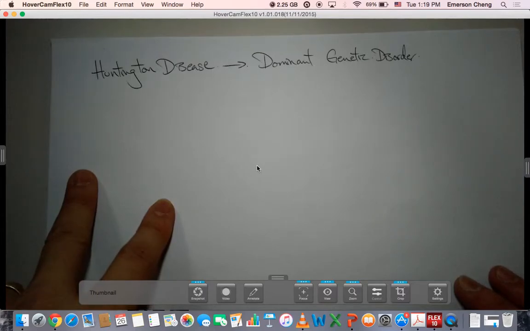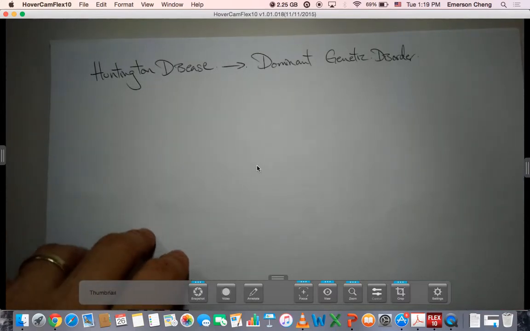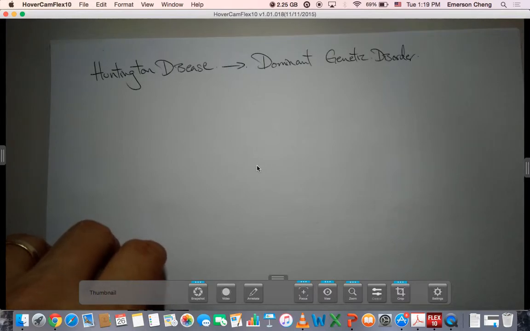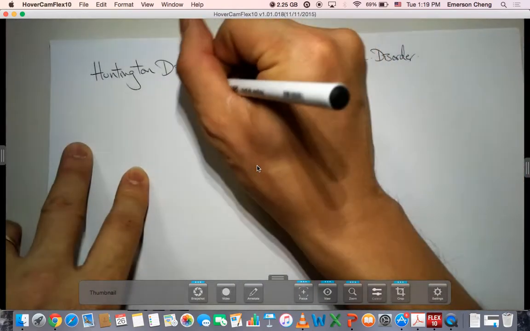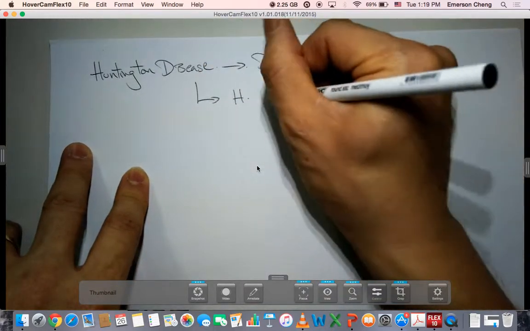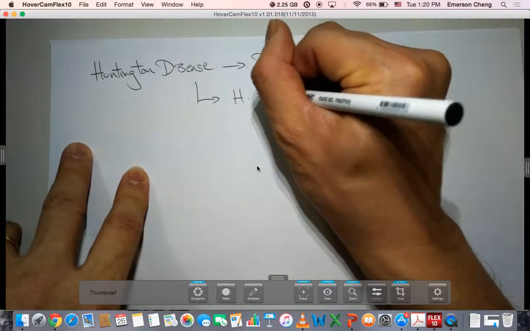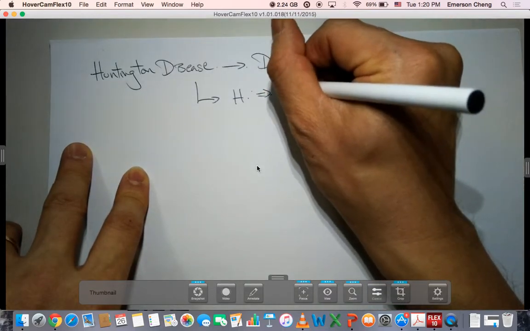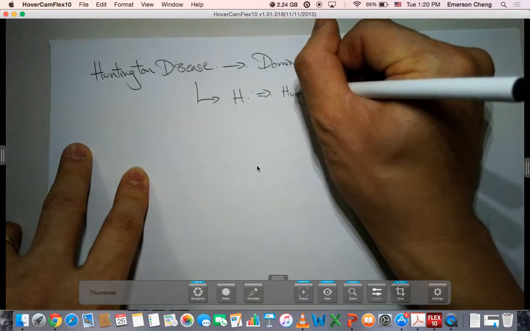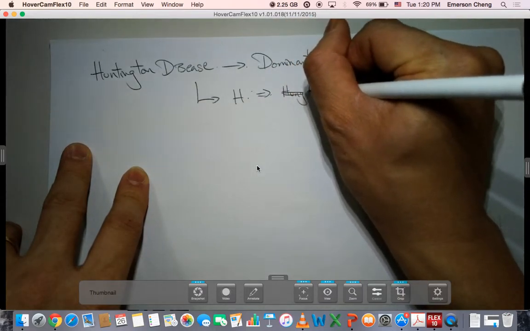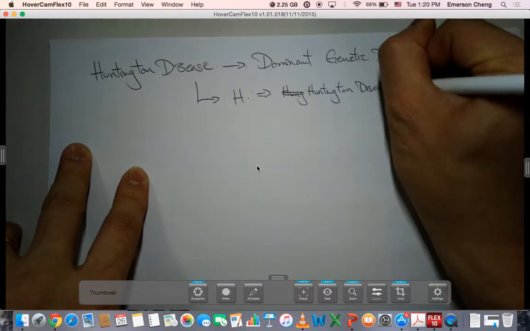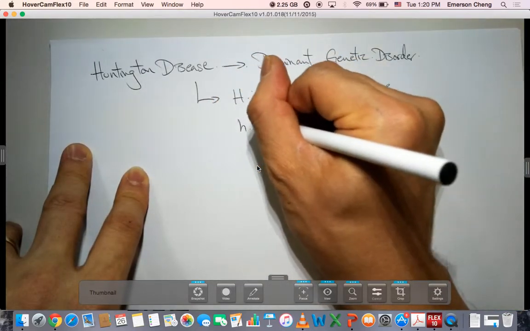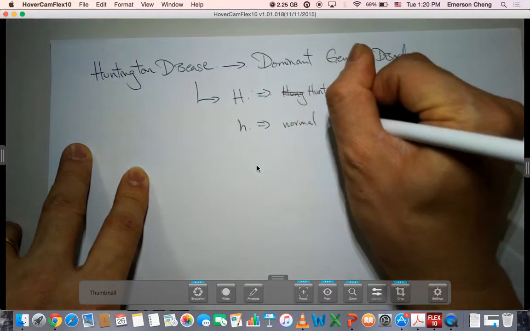You can't really catch it. Okay. To me, disease is something that you can get infected from. You can't. It's passed down from genetics. So this one, it is a dominant trait, and the allele for it will essentially be a capital H. Okay, so people who have it will have Huntington disease. Whereas if you have small h, you'll be normal or healthy.